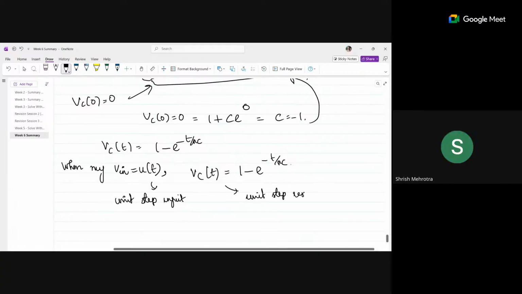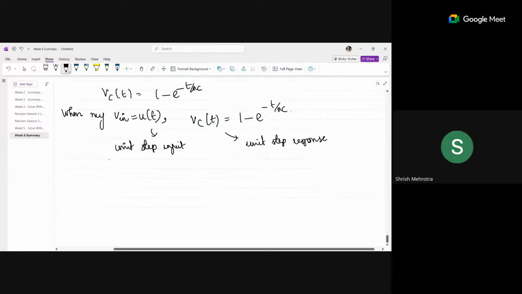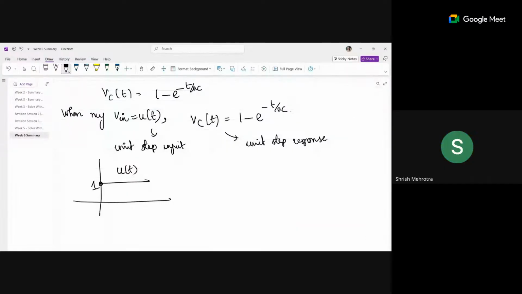Ma'am, what is meant by unit step input? That I showed in the graph. This one, this will always be 1. Unit means 1. Step means it is a step signal. It changes at 0, and on the positive side it will always be 1. That is a unit step input. It can't be greater than 1.